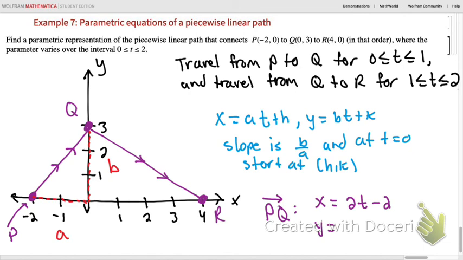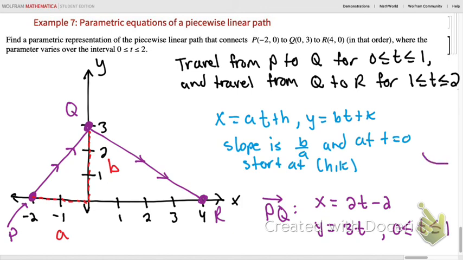Y is going to be, well, what's the vertical change going from P to Q? We went up 3 units. So it's going to be 3t, but then plus k, the y coordinate of where we start, which is 0. So we're just going to get 3t. And this, you can double check it, but that's going to be on the interval from 0 to 1.